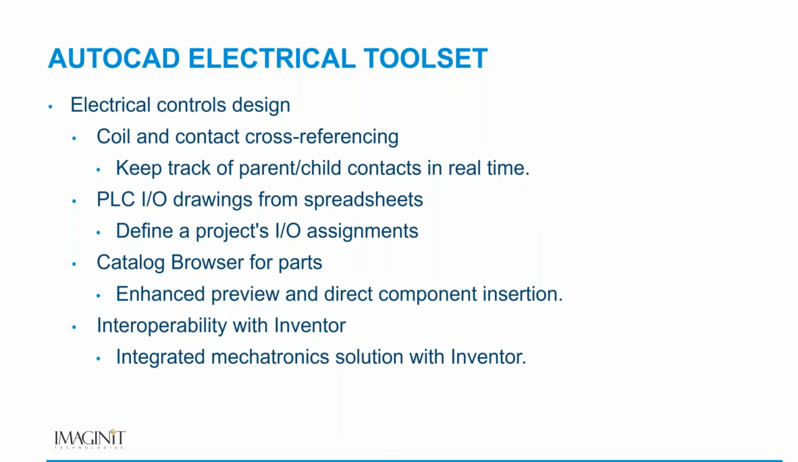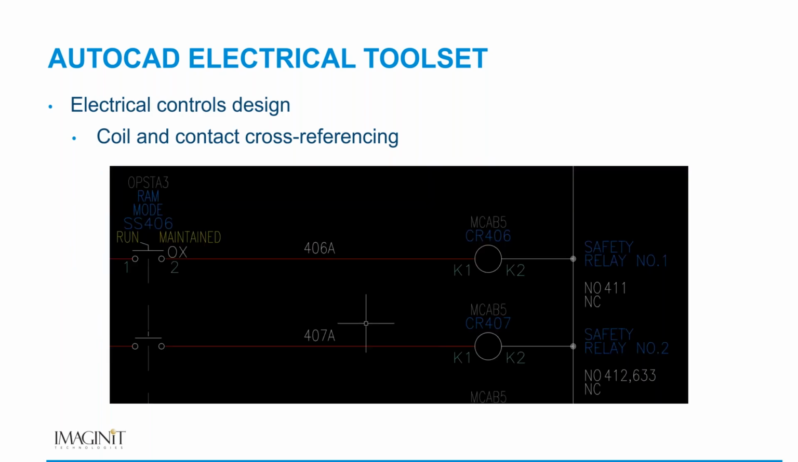And now we're going to talk about some electrical controls design. So this is coil and contact cross-referencing, and this will keep track of the parent and child contacts in real time. You've got PLC I/O drawings from spreadsheets, so you can define a project's input-output assignments using a spreadsheet. You've got a catalog browser for parts, again, with enhanced preview and direct component insertion. And then you have an integrated mechatronic solution with Inventor for the interoperability, right?